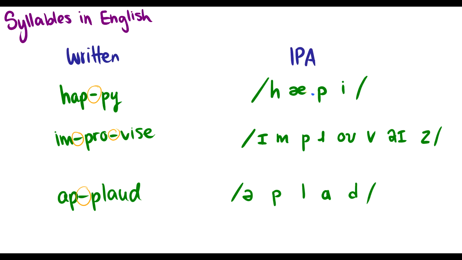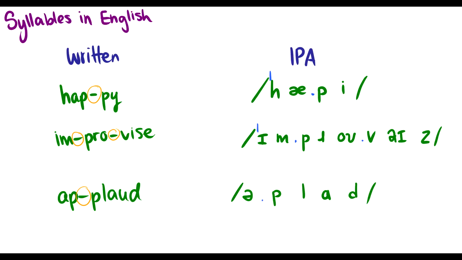So happy, improvise, applaud. We see two syllables for happy, three for improvise, and two for applaud. Now, of course, there's also stress, so we can include that. In happy, the primary stress is on ha, so we put primary stress there. Improvise: the main stress is at the beginning of the word, on the syllable im.